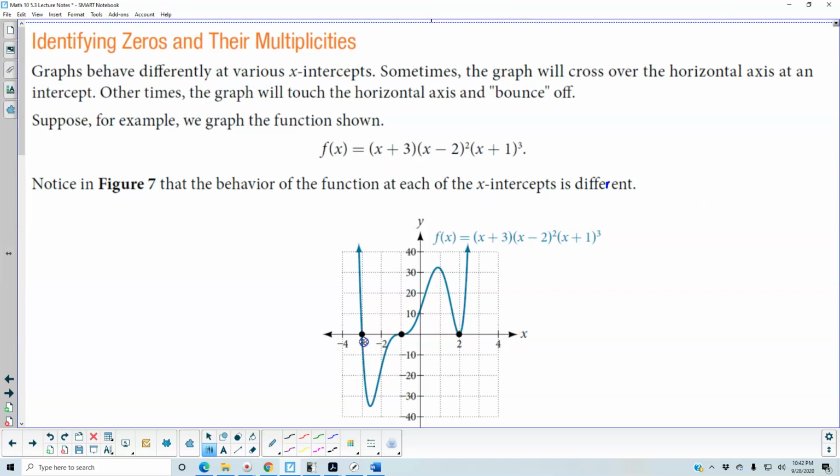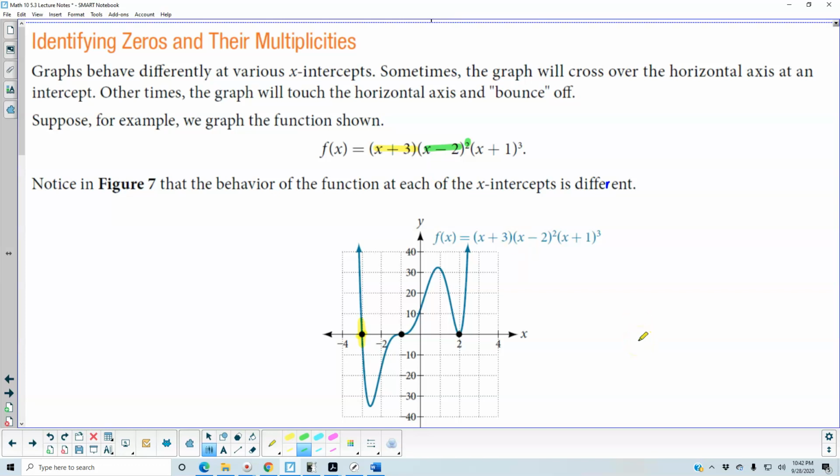Okay, so let's take a look at this first x-intercept. The first x-intercept is x plus 3, which would be x equals negative 3. So you can see that this one goes right through the x-axis. Then the next intercept is x minus 2, and you can see that it's squared, which means this has a multiplicity of 2. Meaning that if you solve x minus 2 squared, you have 2 solutions.